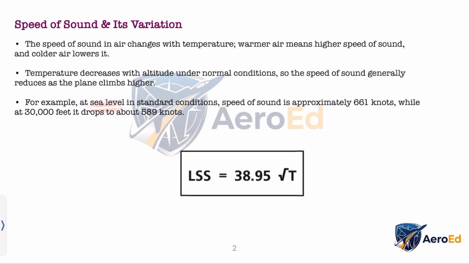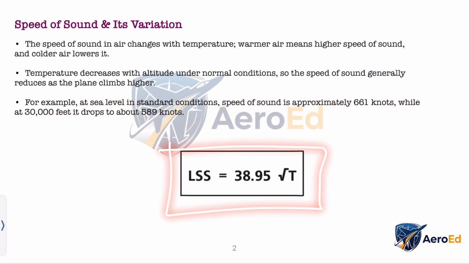At sea level, in standard conditions, the speed of sound is approximately 661 knots. But at 30,000 feet, it drops to 589 knots. At sea level, the speed of sound is more because the air is warmer. Whereas at 30,000 feet, we know that the temperature is low, so the speed of sound is also low, 589 knots.